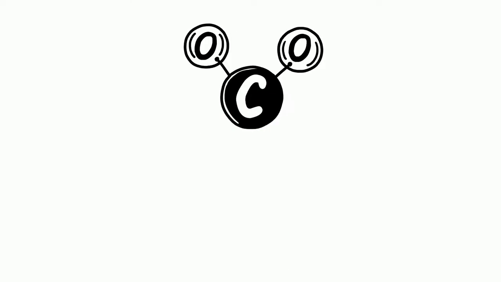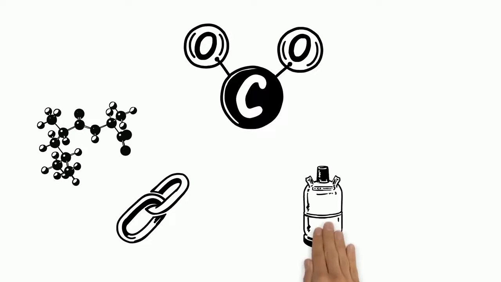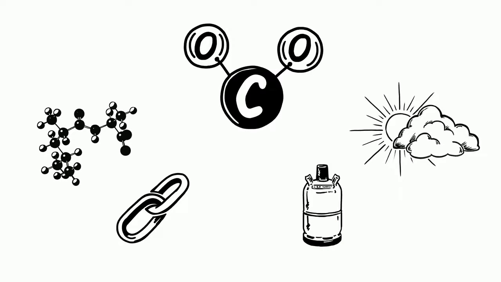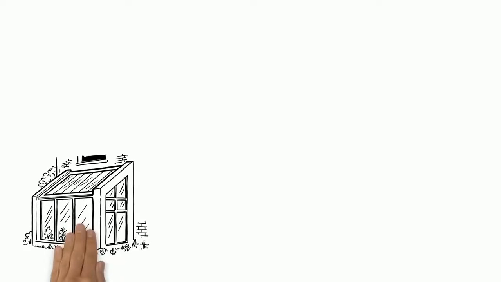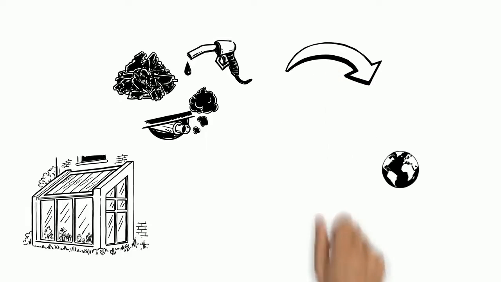CO2, better known as carbon dioxide, is a naturally occurring compound, a covalent double bond formed from one carbon atom and two oxygen atoms. It is considered a trace gas in Earth's atmosphere. CO2 is also known as a greenhouse gas because it is produced by the burning of fossil fuels such as oil and coal, resulting in contribution to global warming.